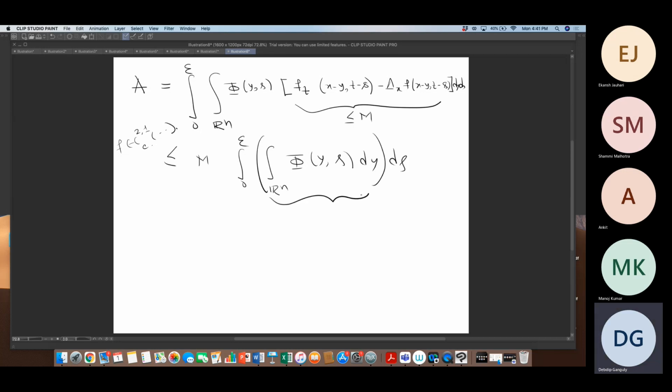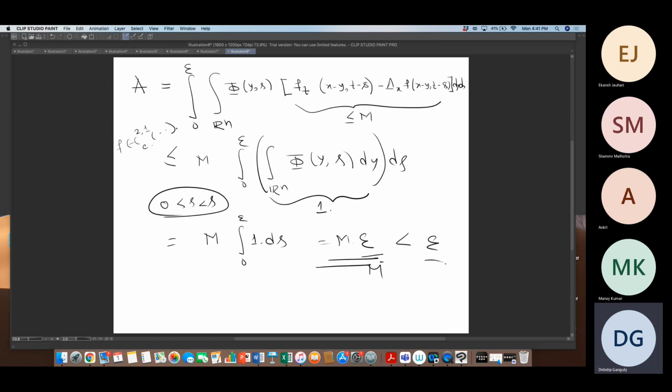This integral, for any s, what is the integration of p of y, s dy over Rn? For positive s, it's 1. S is positive, from 0 to epsilon. So you can take the integral of 1 ds from 0 to epsilon. This is M times epsilon, which you can take as epsilon by M or something like that. A is done.